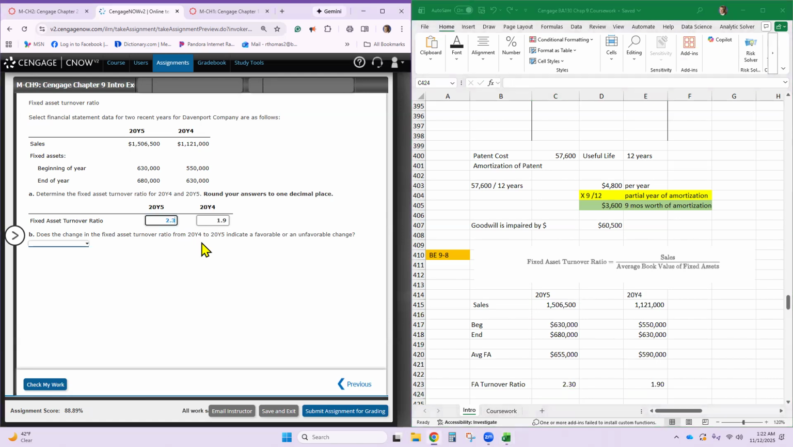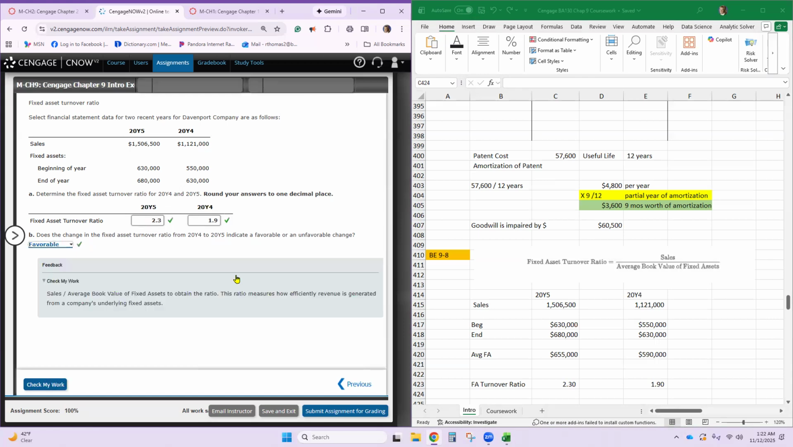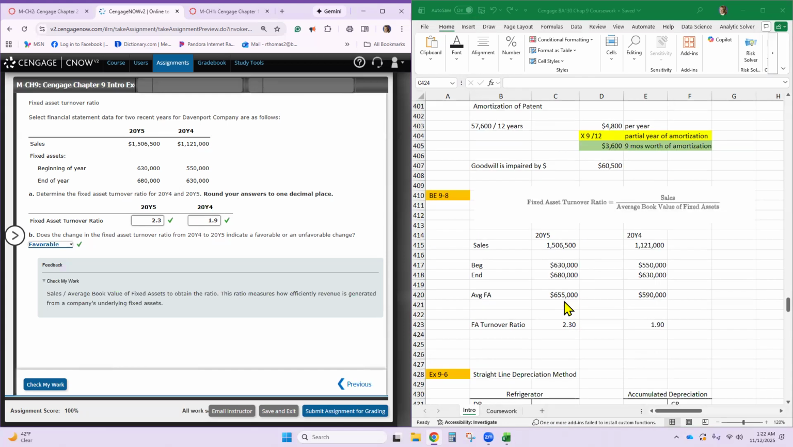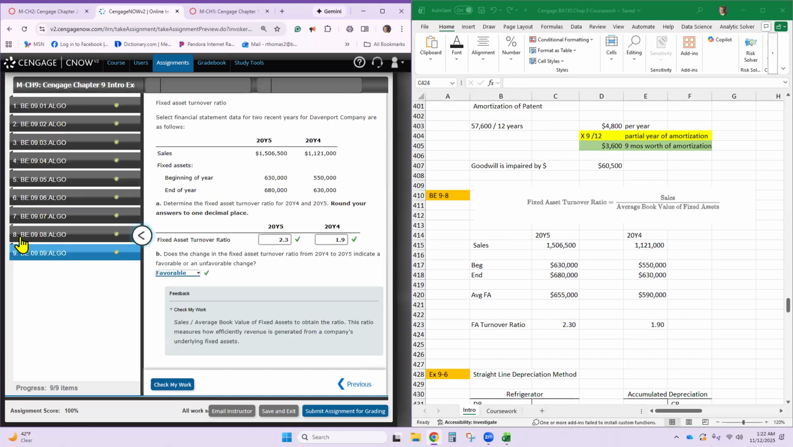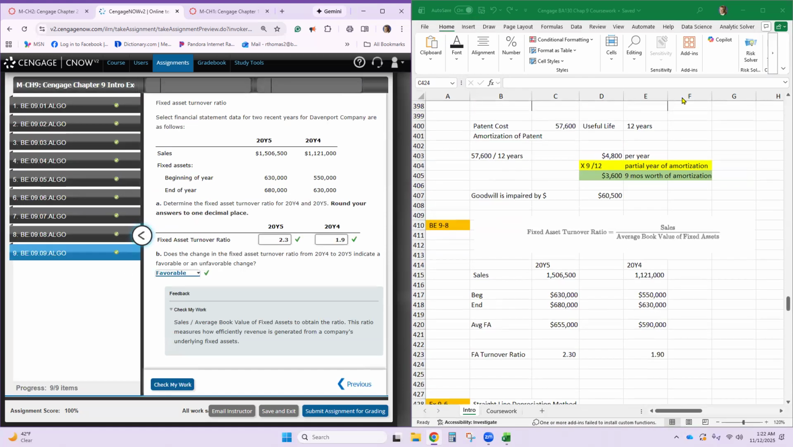2.30. So if you're using your assets more quickly, okay, that means that you are growing. Okay, you're growing if you use them more quickly. Turning them over means that you got to replace them, okay, or you're using them up. So there is that. Okay, I think that's it. All right, that's it for Chapter 9's intro exercises. I will see you on the next video.